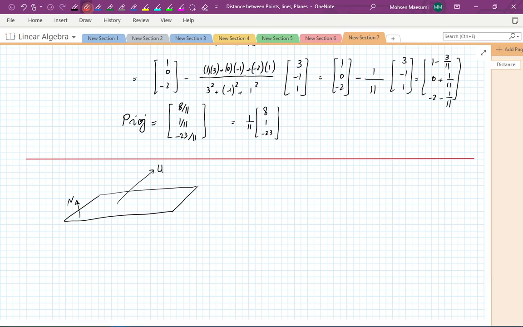So the idea here is we are taking reflection. How do you get a reflection? Okay, let's go back to a very simple description of what reflection is.